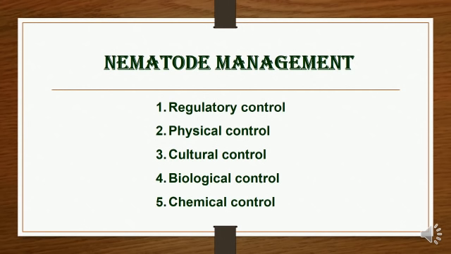Plant parasitic nematodes can be controlled by several methods. Nematode control aims to improve the growth and yield of the plant by keeping the nematode population below the economic threshold level. Control measures adopted should be cost effective. Various methods for controlling nematodes include regulatory, physical, cultural, biological, and chemical control. We will see them one by one.